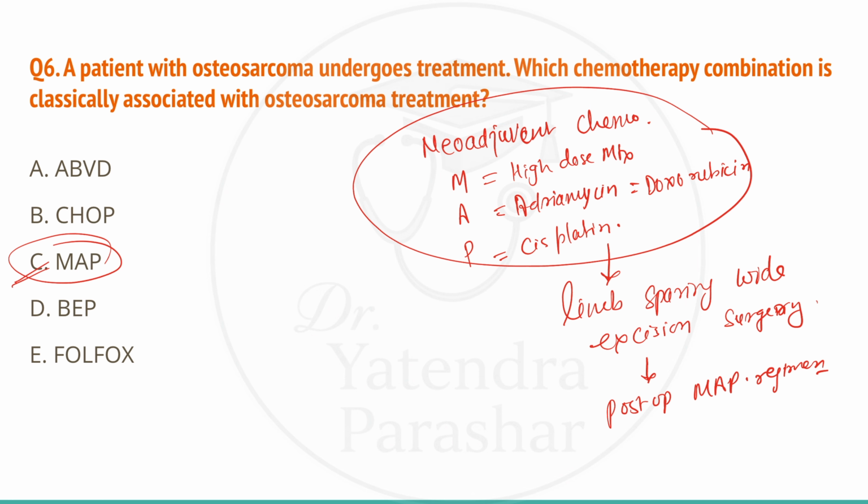Let's see the other options. Option A, ABVD chemotherapy, is used in the treatment of Hodgkin's lymphoma. CHOP chemotherapy is used in the treatment of non-Hodgkin's lymphoma. BEP chemotherapy is used in the treatment of germ cell tumors. FOLFOX chemotherapy is used in the treatment of colorectal cancers. So option C, MAP chemotherapy, that is high dose methotrexate, Adriamycin, cisplatin, is the treatment of choice for osteosarcoma.